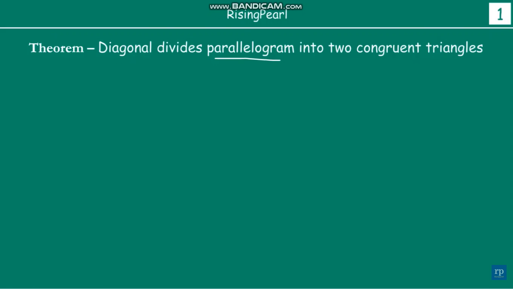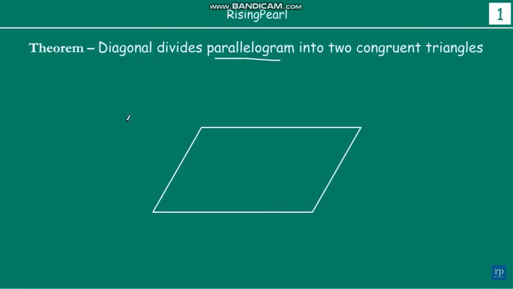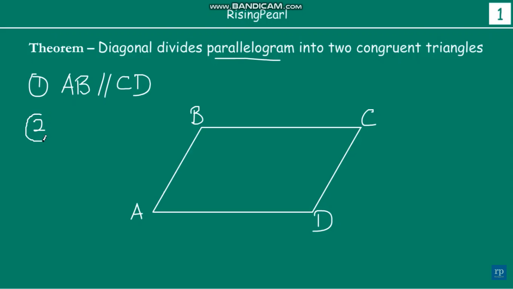Diagonal means we know that two non-consecutive vertices are joined, and we call that a diagonal. So assume a parallelogram with vertices ABCD. We know that the basic property of a parallelogram is that the opposite sides are parallel. That means AB is parallel to CD. Is it right? Then the second pair of sides: BC is parallel to AD.